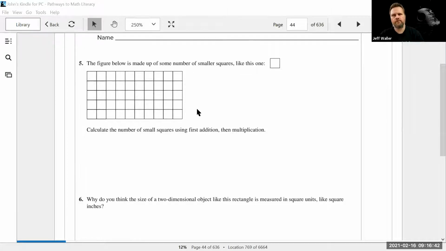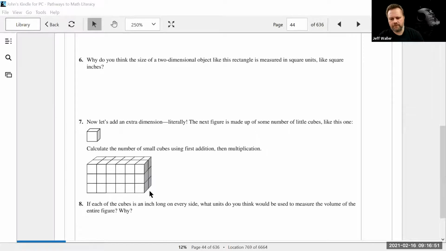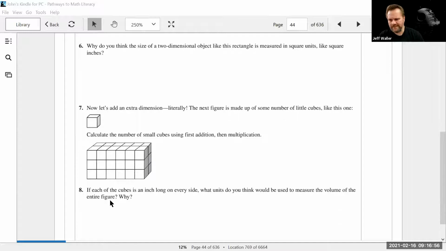And how do we cover something? Well, the easiest way to cover something is with little squares, whereas how do you fill something is with little cubes. So number 6 and number 8, I basically just answered that for you, if you were paying attention. Okay.